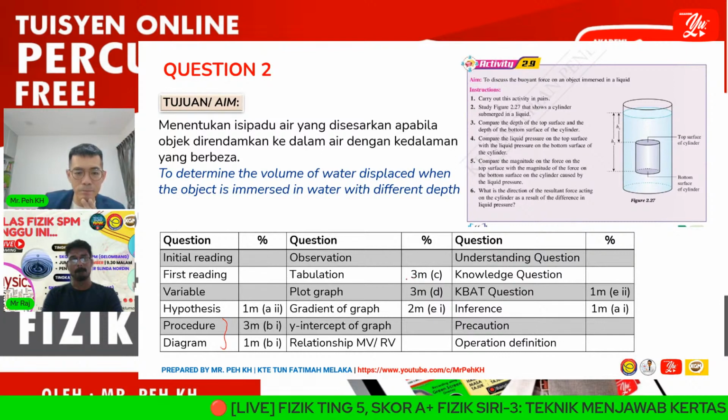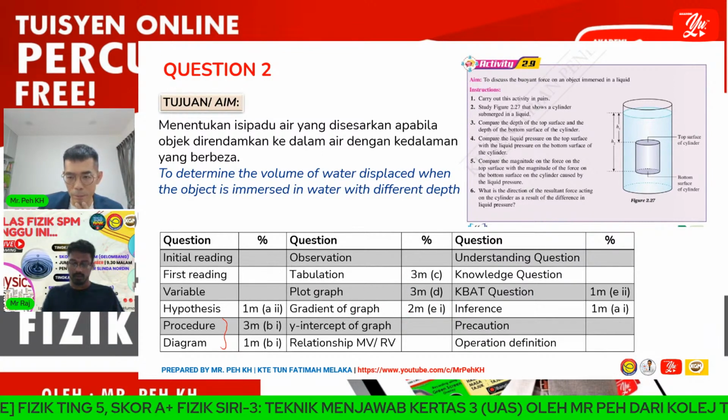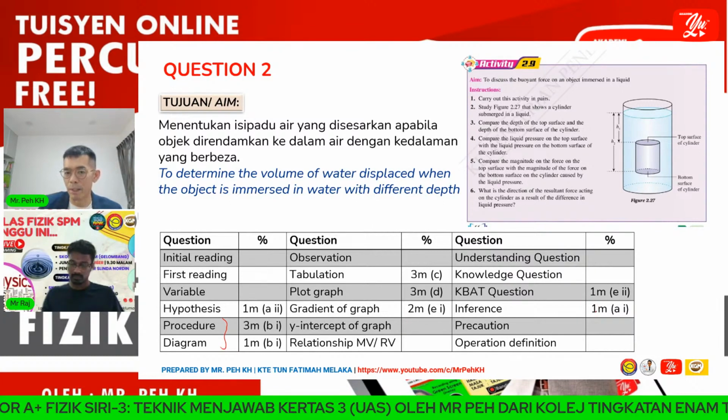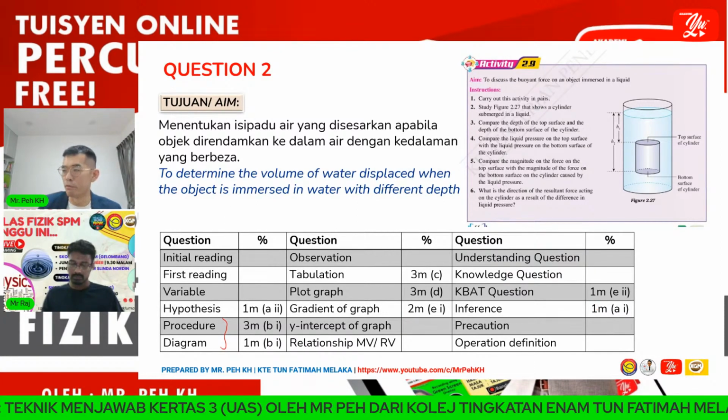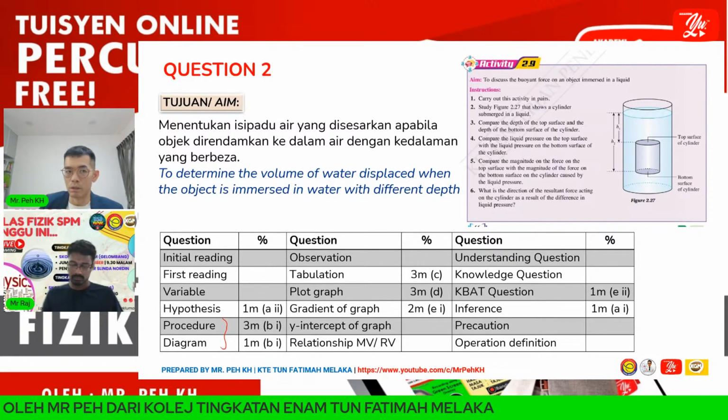Then there is tabulation, 3 marks, plotting the graph, 3 marks, gradient of the graph, 2 marks. KBAT question, 1 mark, and inference, 1 mark. So there will be 15 marks for the question I designed as question number 2.